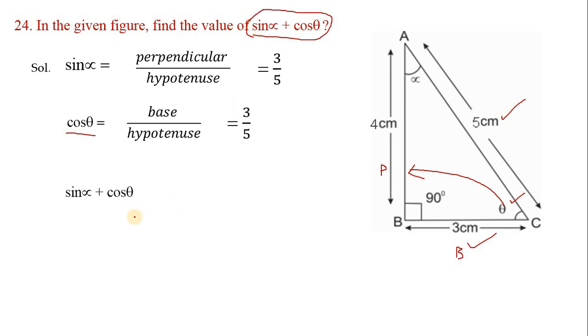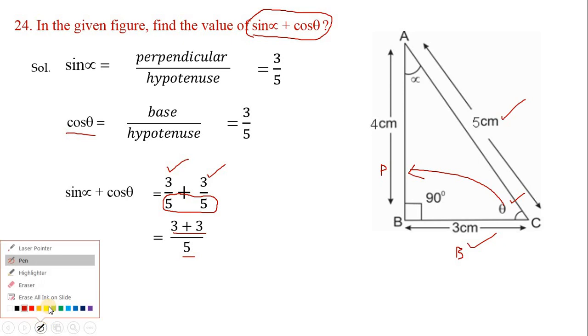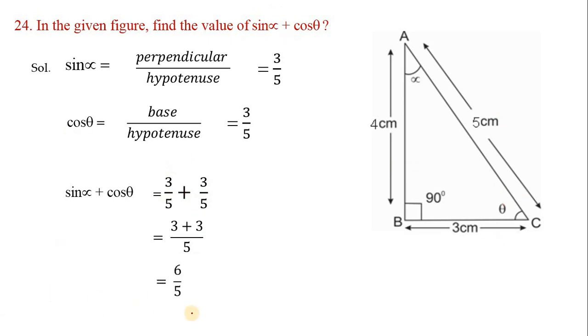Now consider sin alpha plus cos theta. Sin alpha's value is 3 by 5. Cos theta's value is 3 by 5. Now we have to add these two. Look at the denominators. Denominators are the same. Hence write the denominator one time and add the numerators. 3 plus 3, that is 6 by 5.